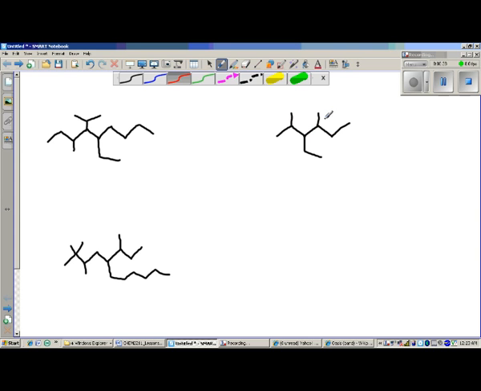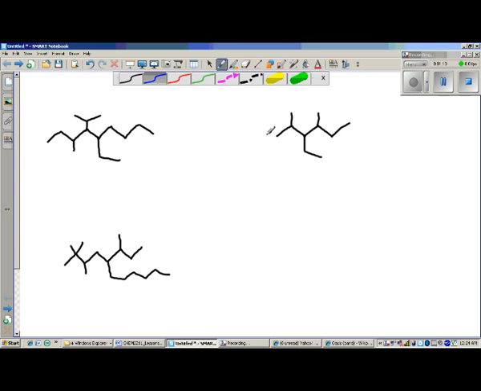This one's the simplest, then this one, and then this one is somewhat more involved. So the first thing we want to do is exactly what we did before, and that is find the parent chain. So what's the parent chain here? Well, we just number around all the possibilities until we find the longest chain, and this happens to be 1, 2, 3, 4, 5, 6.